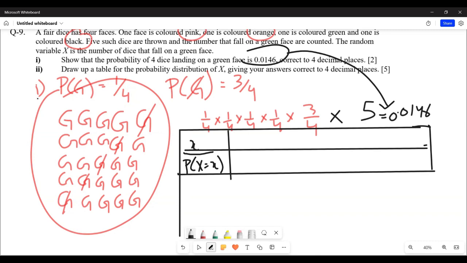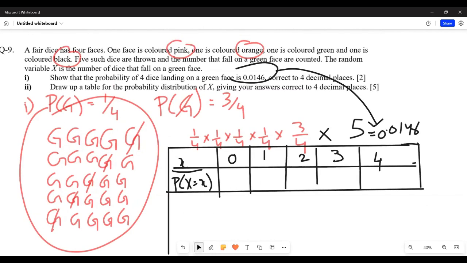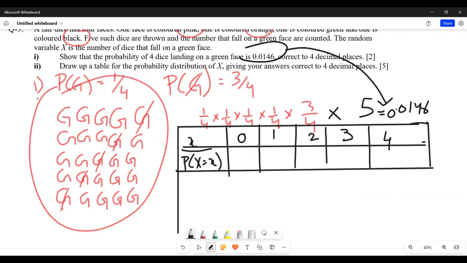So what if none of the dice fall on the green face? That's going to be 0 green outcomes. What if one of the dice falls on the green face? 1. What if 2 of the dice fall on the green face? 2, or 3, or 4? There are 5 dice, so up to 5. So the total outcomes are 0 green result, 1, 2, 3, 4, or 5 green result.